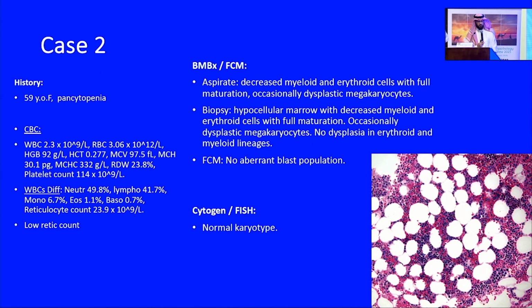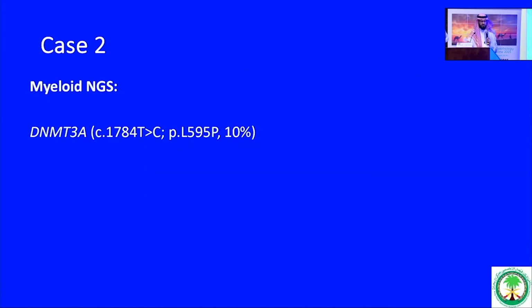Biopsy is hypocellular, which we don't usually see with MDS, with decreased myeloid and erythroid cells, full maturation, occasional dysplastic megakaryocytes, again not at the level of full dysplasia, no dysplasia in erythroid or myeloid. Flow cytometry shows no aberrancy. FISH was completely normal. When we did the myeloid NGS, it was only positive for DNMT3A at 10%. This is a pathogenic mutation, not the most common one that we see, and at 10%, not that high.